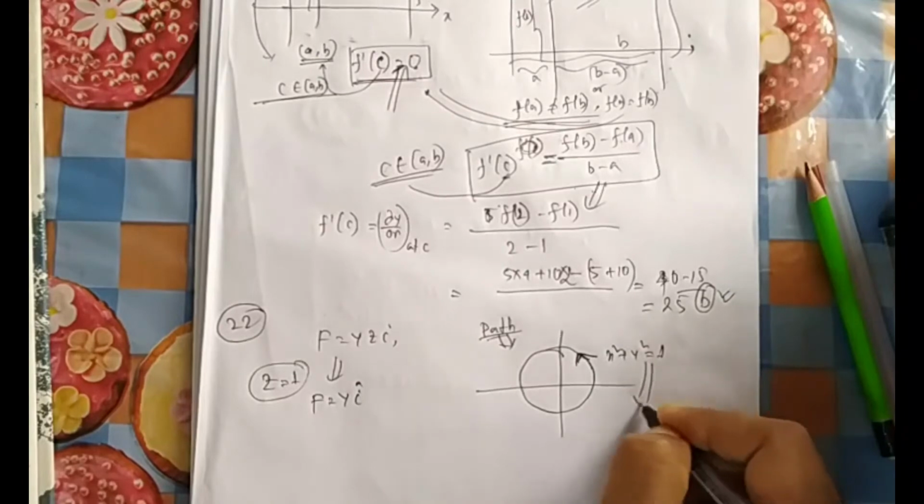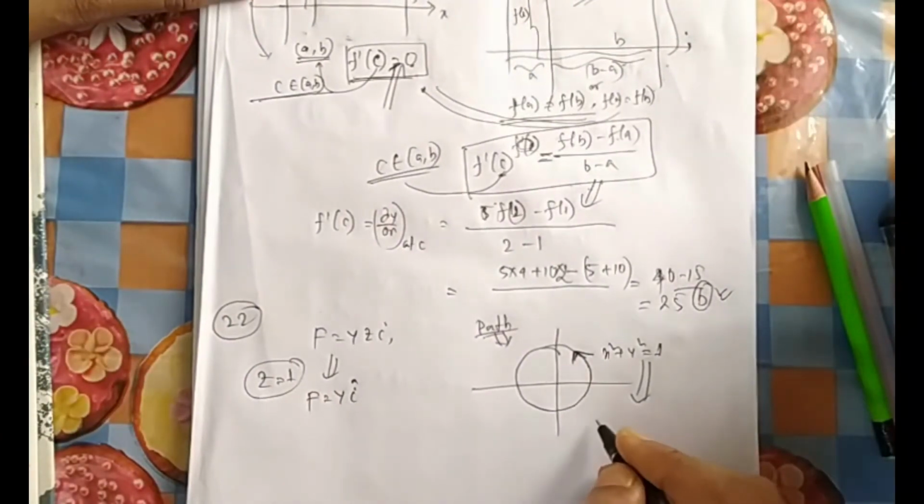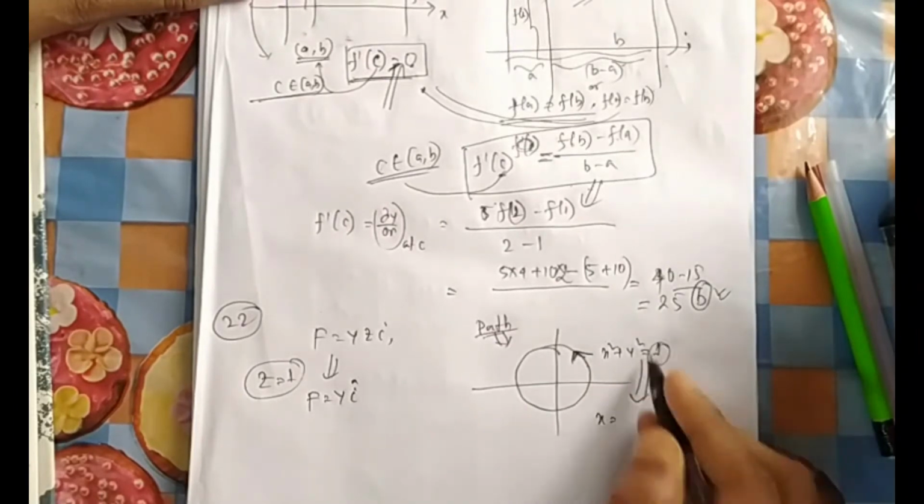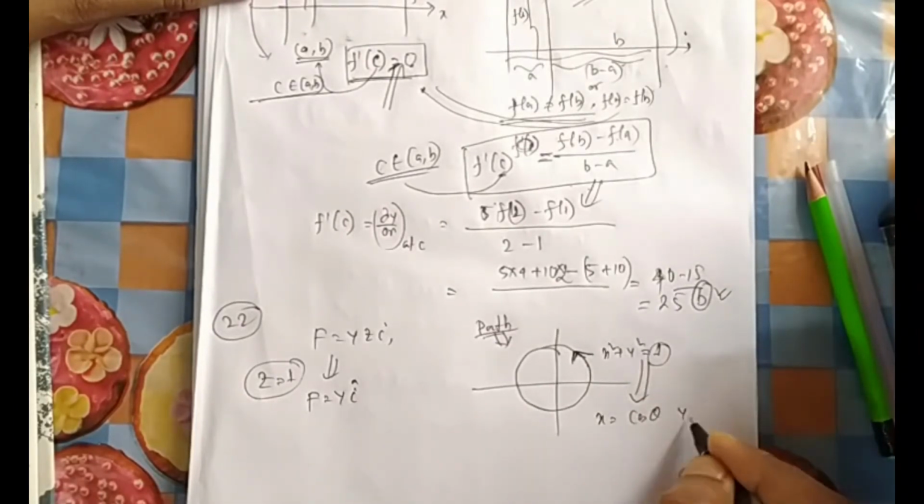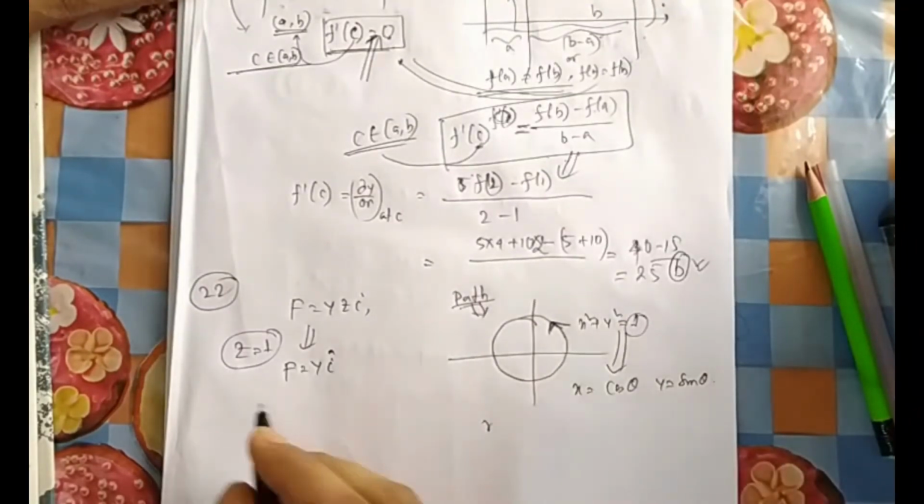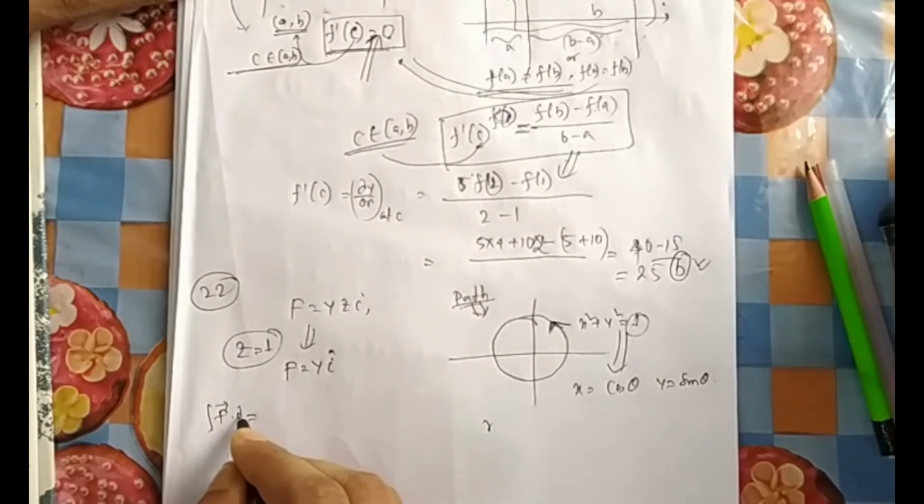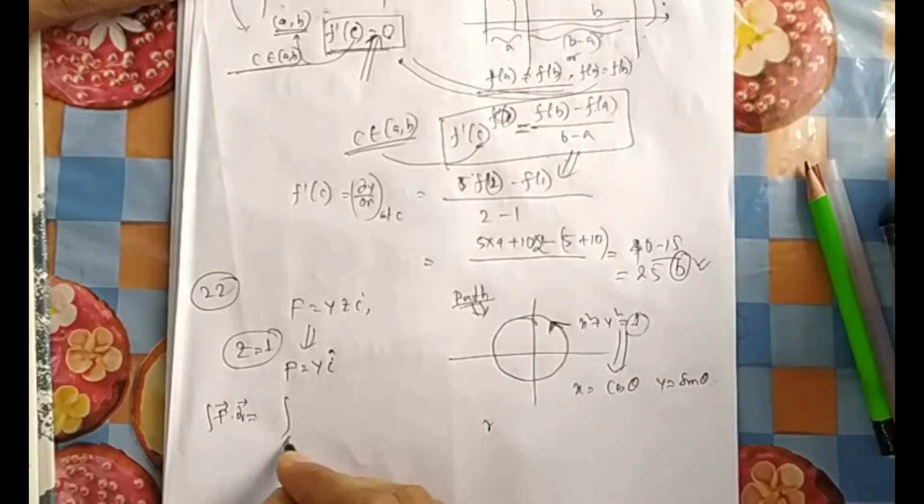So what is our first job? It is to parameterize this. How will we parameterize this? It is a circle, so for a circle x equals r cos theta. r is here 1, so x is equal to cos theta. y is equal to r sin theta, that is sin theta. You remember the formula of the line integral, no? The integral of F dot dr, t from a to b.